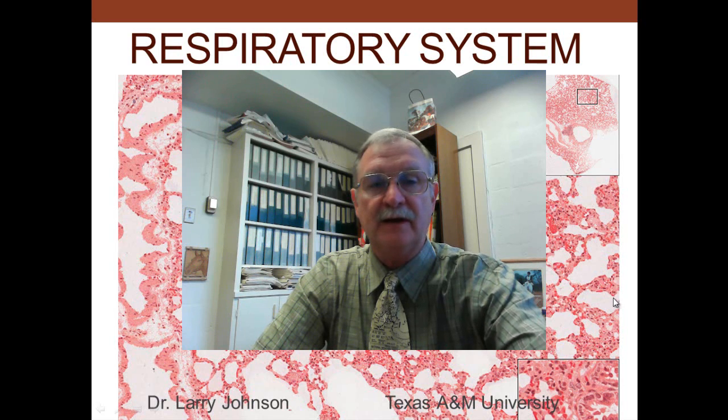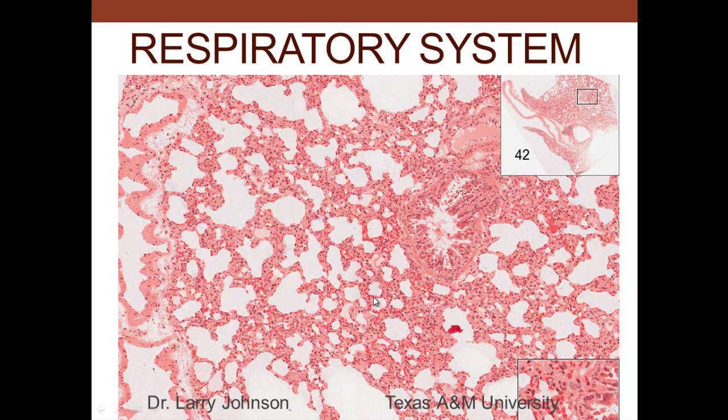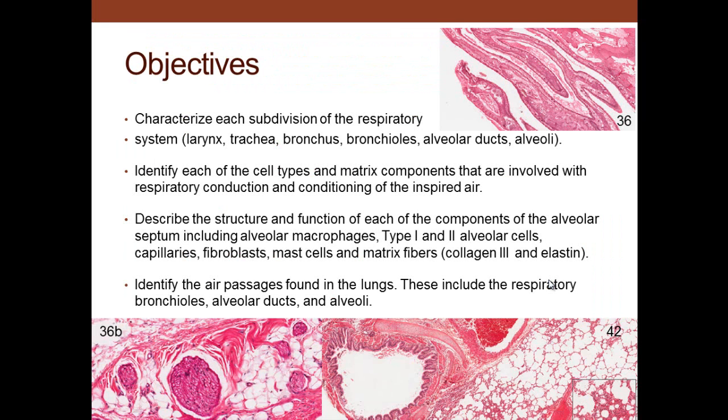We'll end by talking about some disease states of the respiratory system. Here we see some lungs, which is the main organ of the respiratory system, but we'll see there's several different organs involved. What we want to do today is to characterize the subdivisions of the respiratory system, identify each cell type and the matrix involved, describe the structure and function of the different components, including the macrophage, type 1 and 2 alveolar cells. We also want to identify the passageway found in the lungs: alveolar ducts, alveoli, bronchioles.